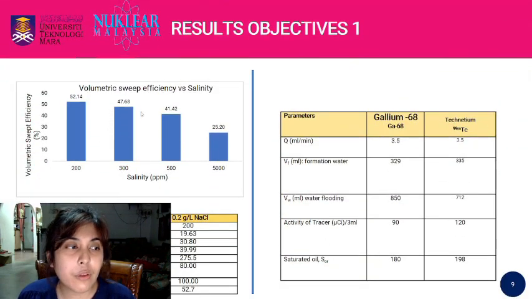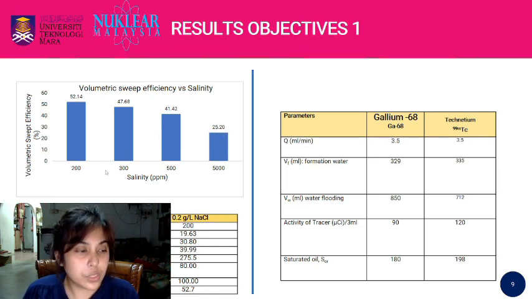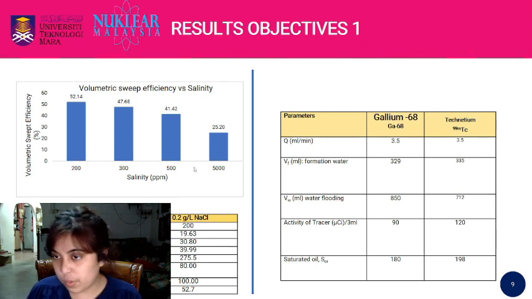So this is volume efficiency versus salinity. From the 200, you can see the sweep efficiency is much higher, at 52.14%, instead of 300 parts per million at 47.68%, and for 500 parts per million, 41.42%, and then for 5,000 it is 35.20%, which is the lowest compared to 200 parts per million.